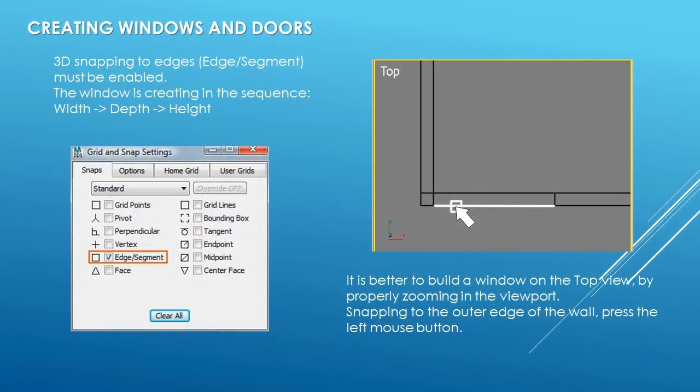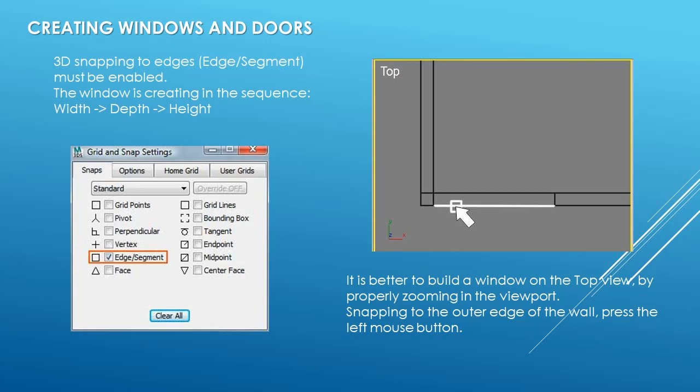For convenient work, it will help you next steps. 3D snapping to edges. Edge segment must be enabled. The window is created in the next sequence: width, depth, and height. It is better to build a window on the top view by properly zooming in the viewport. Snapping to the outer edge of the wall.